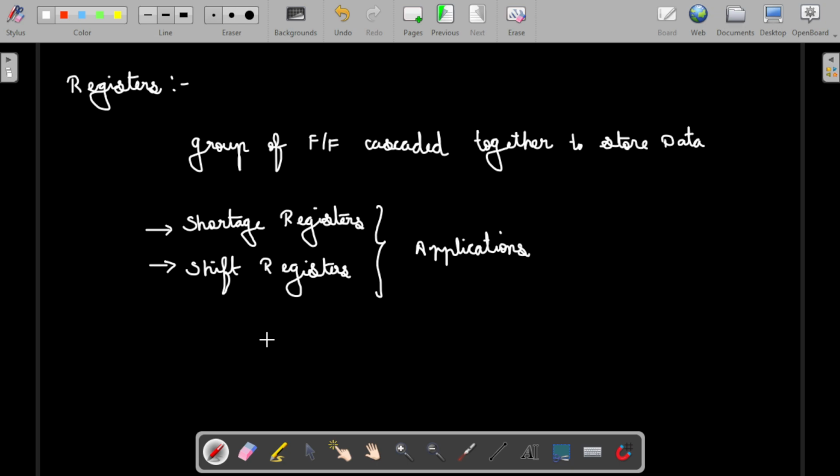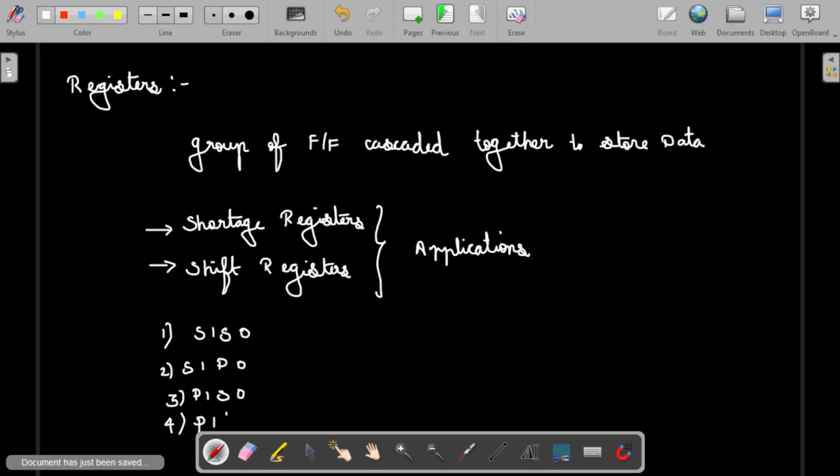Based upon the input and output, the registers can be classified into 4 types. Based upon the input and output types that we are giving, first is SISO, serial input, serial output. Second is SIPO, serial input, parallel output. Third is PISO, parallel input, serial output. Fourth is PIPO, parallel input, parallel output.